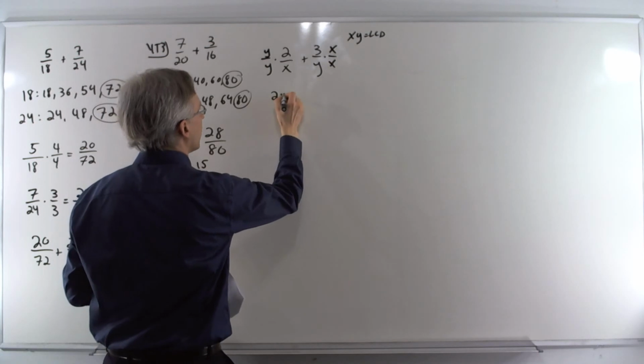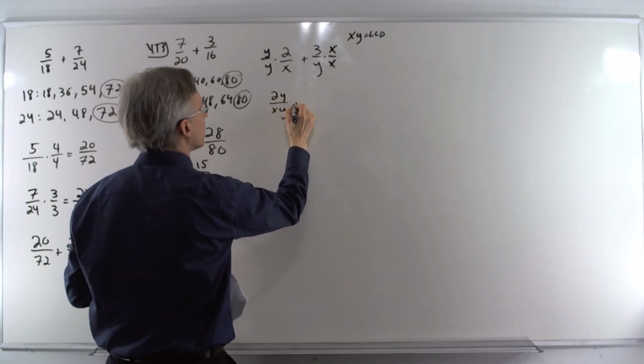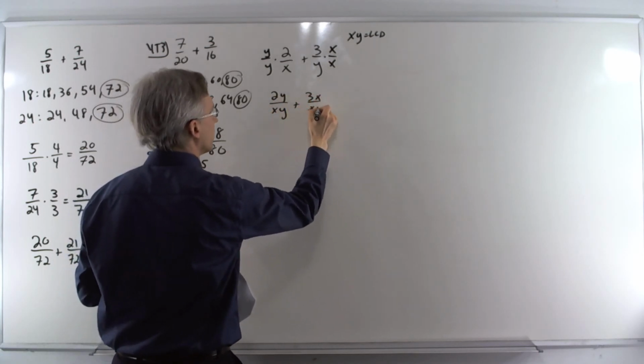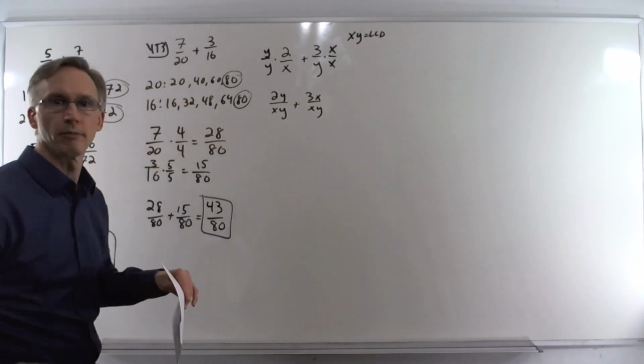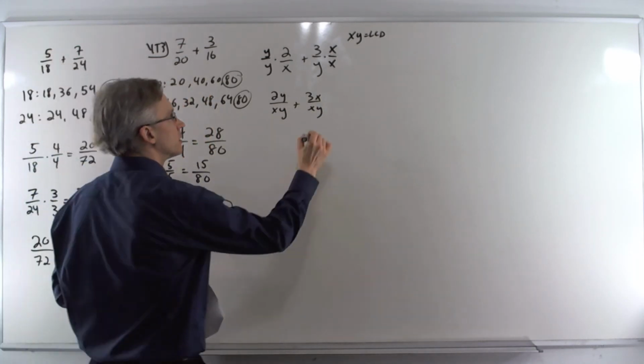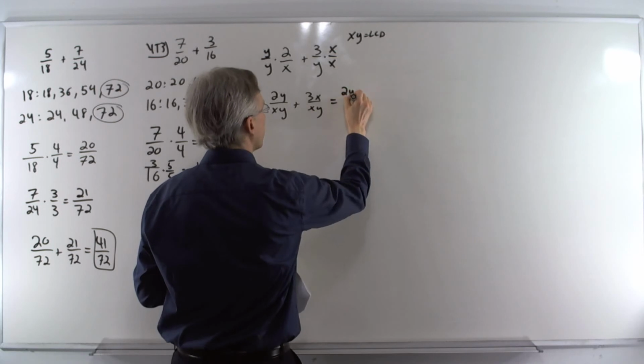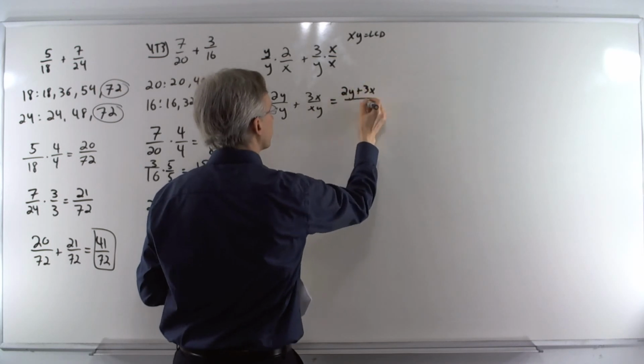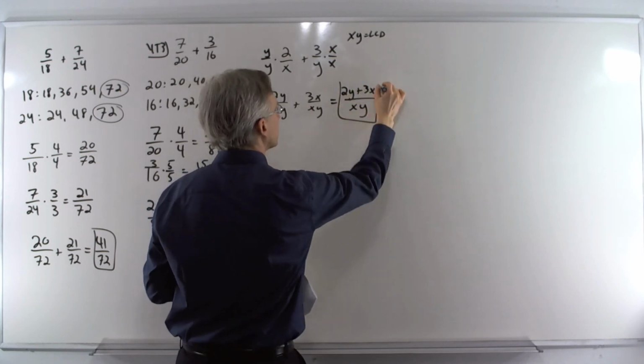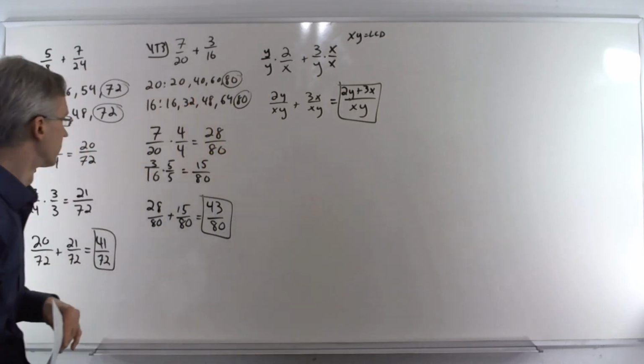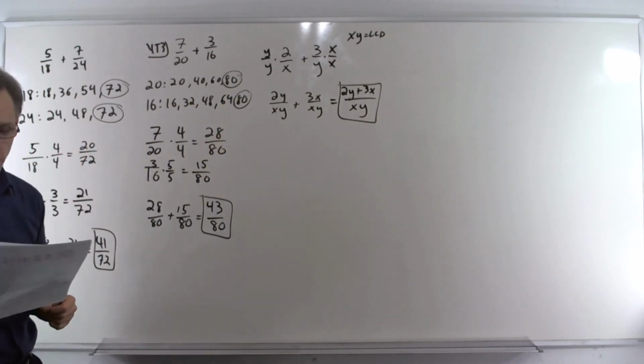So that gives us 2y over xy plus 3x over xy. And then finally, we'll combine them together into one fraction. So it gives us 2y plus 3x over xy. And that brings us to your turn, number 4.